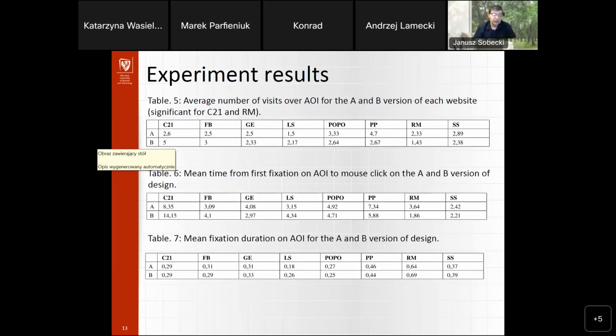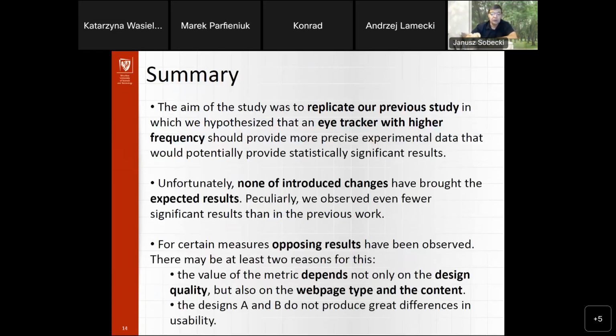So we found it not very satisfactory, and as a result, we made a replication, and it even gives less significant results. So unfortunately, none of the introduced changes have brought the expected results, and particularly we observed even fewer significant results.